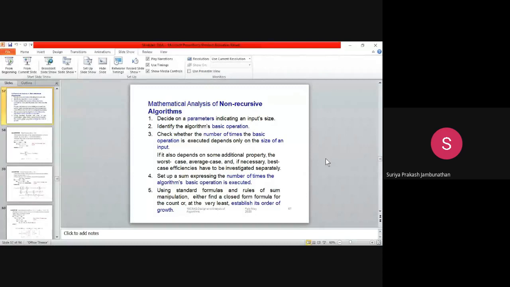So here, the number of times the basic operation is executed, how much time the basic operation is executed, will decide the time complexity of the algorithm, as I told already. We have an algorithm, and for that algorithm we have to decide the time complexity. How much time the particular algorithm's basic operation is executing, because every time the entire code will not execute.